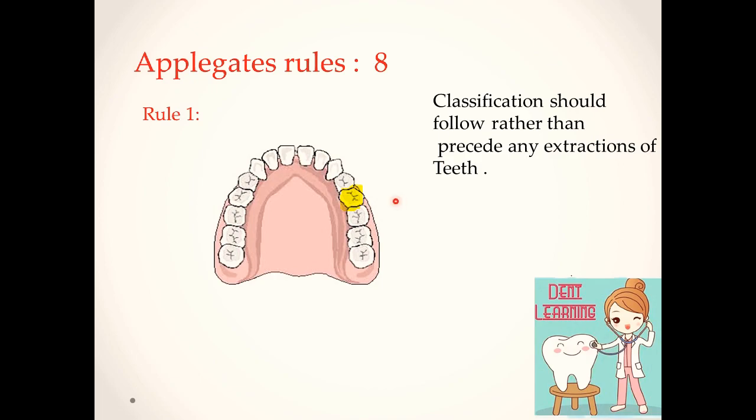And afterwards, when you see these two teeth are going for extraction, the classification changes automatically, because this is the unilaterally edentulous area which is present posterior to the remaining natural teeth. Hence this is nothing but the class 2. Hence the classification changes. So always remember, the classification should follow rather than precede any extraction of the teeth.